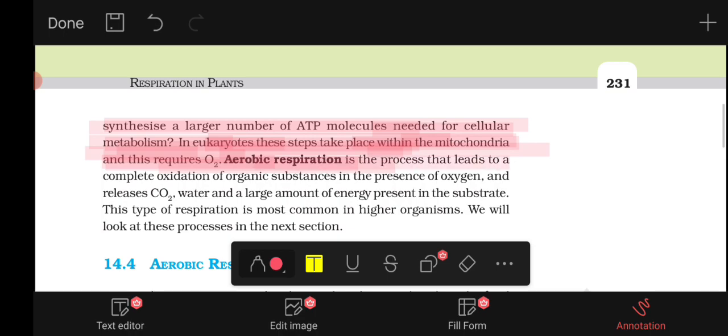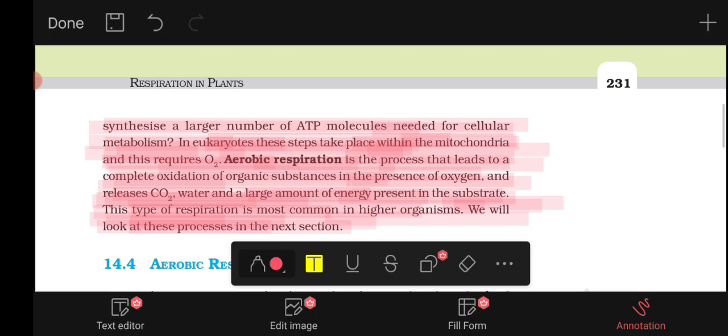Aerobic respiration is a process that leads to complete oxidation of organic substances in the presence of oxygen and releases CO2, water, and a large amount of the energy present in the substrate. Around 38 ATPs are synthesized, and this type of respiration is most common in higher organisms. We will look at this process in the next session, in the next video.